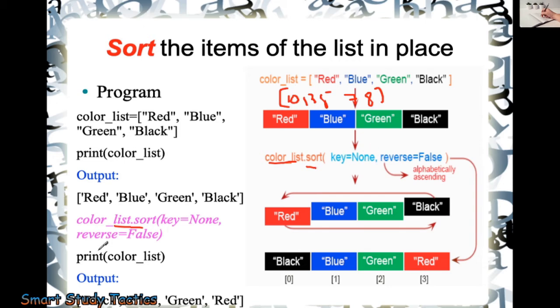And here, since we just used the colors, I am using key value none and reverse value false. In that you only have to use sort and the list name. It will do the sorting itself. So here you can see color list dot sort, key equals none and reverse equals false. Then you are printing the list here: black, blue, green, red. You can see B L U. It is BLA, it is BLU, GR and RED. It is according to alphabetical order.